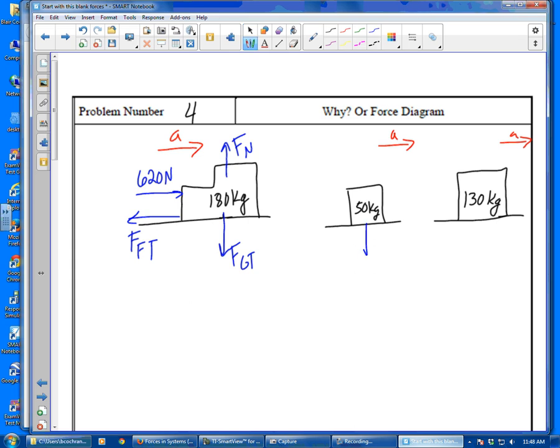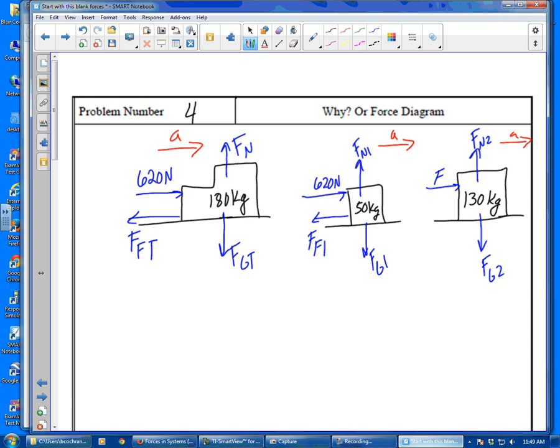This one, let's see, would have FG1, we'll call that. FG2, F normal 2, F normal 1, 620 newtons. Friction force 1. Let's see if they're touching. So if the 50 kilogram crate is pushing on the 130, right? Some force F.